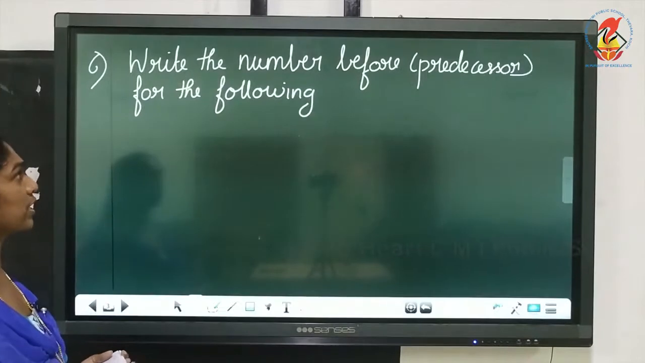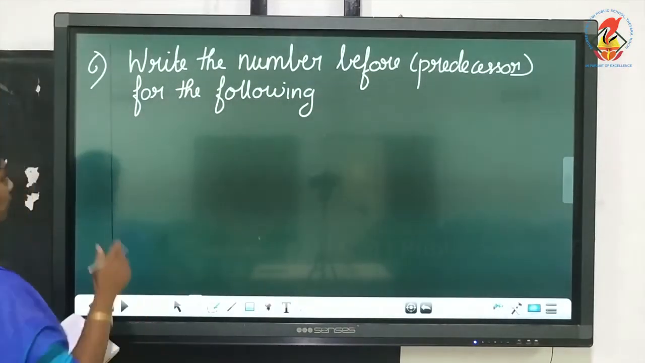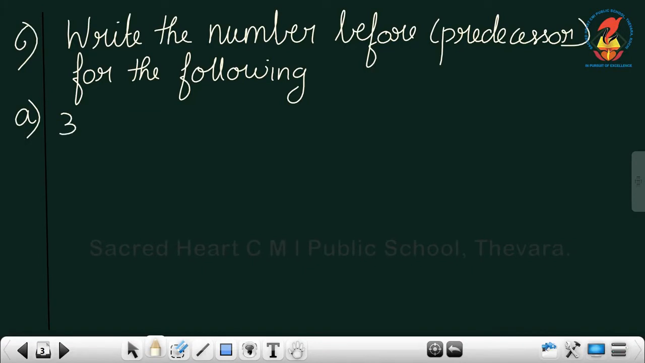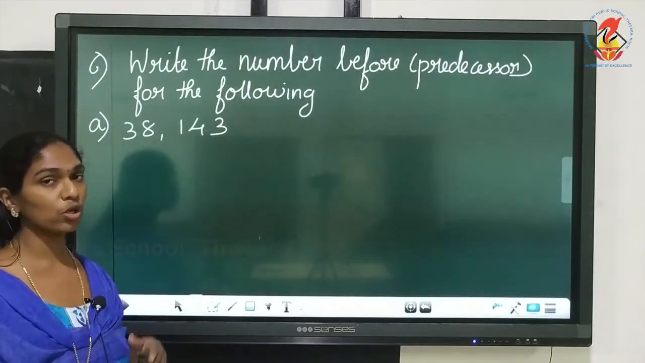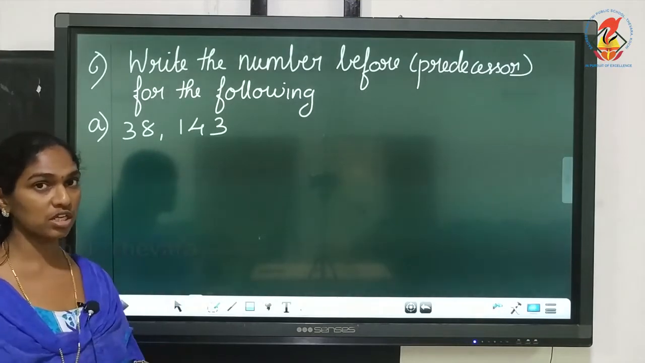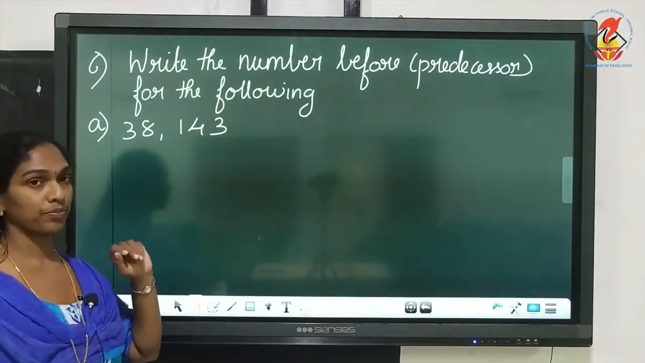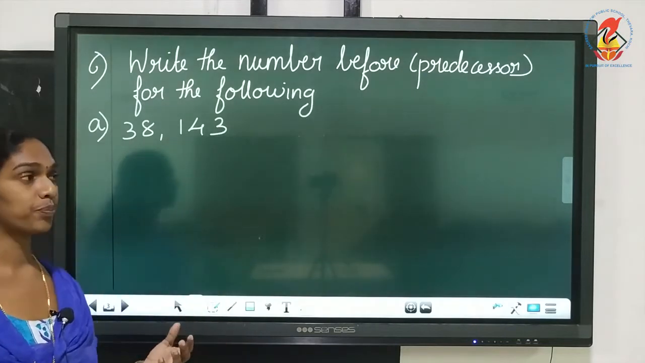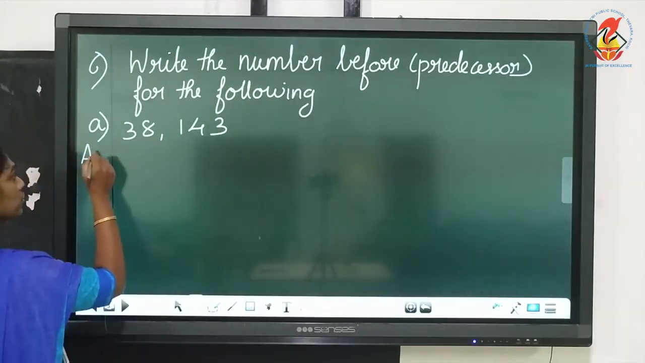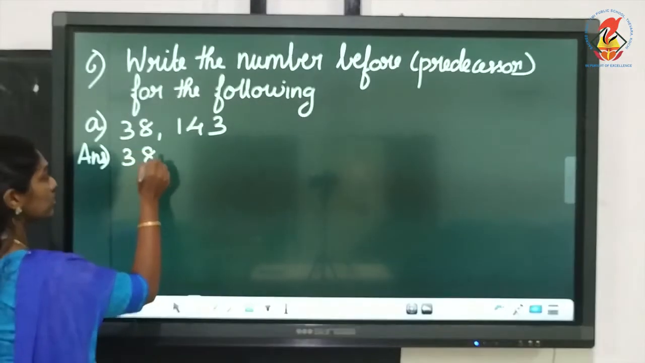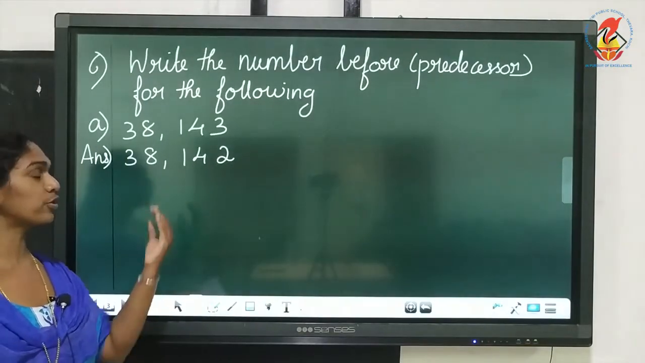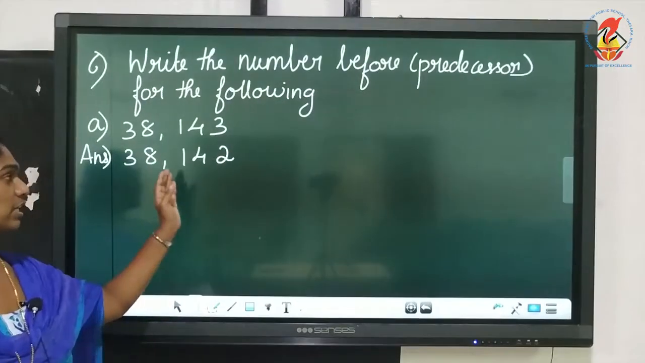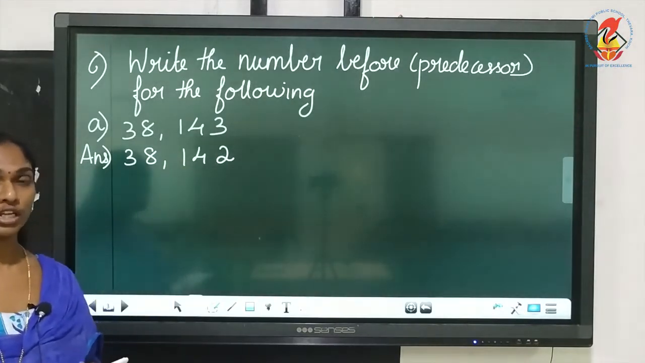Now, write the number before, the predecessor, for the following. First question, 38,143. Predecessor means a number before. Again here also you will check the last digit. The last digit is 3. So what is the number that comes before 3? Yes, the number that comes before 3 is 2. So the answer is 38,142.